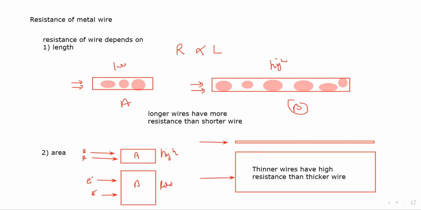Because in a thinner wire, the charges have a narrow passage, whereas in thicker wires, the charges have a wider passage, so they can flow easily. So if I want to increase the resistance of a wire, I should use a long wire and a thin wire. So we can say resistance is inversely proportional to area. That is why electrical heaters want a high resistance, so they produce more heat energy.